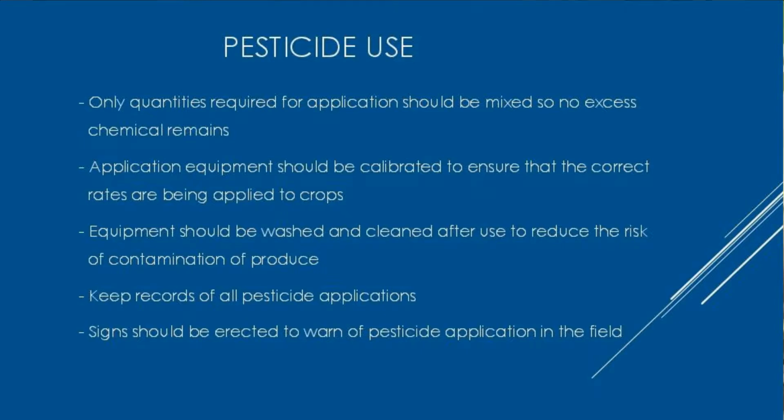Application equipment again should be calibrated to ensure the correct rates are being applied. Your spray can should be calibrated. Your sprayer should be calibrated to ensure that you're getting the correct rates applied to the crop. This can affect the effectiveness of that chemical in controlling that particular pest or disease if the correct rates are not being applied. So we must ensure that it's calibrated. We must ensure that our equipment is maintained properly.